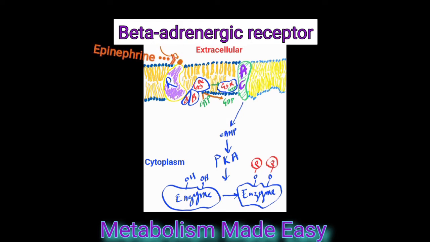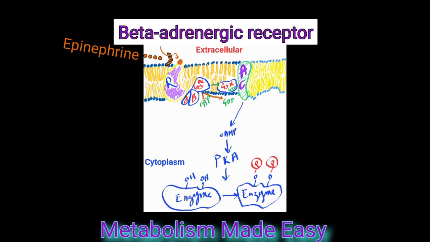The second important feature of this system is the enzyme itself, adenylate cyclase. Adenylate cyclase is responsible for the cyclization, or the production, of cyclic AMP from ATP. This molecule is considered a second messenger when it is produced inside the cell.